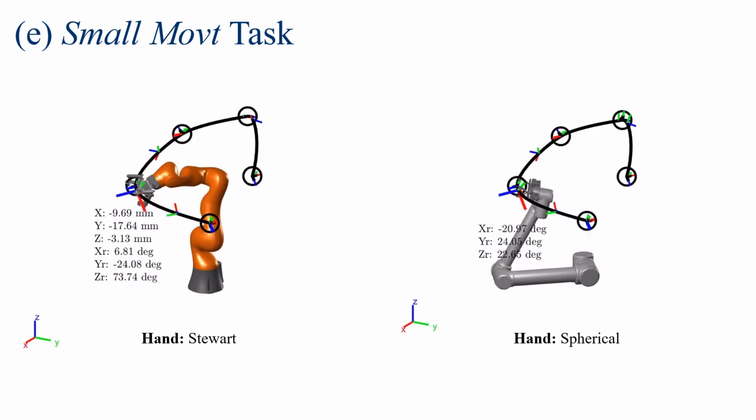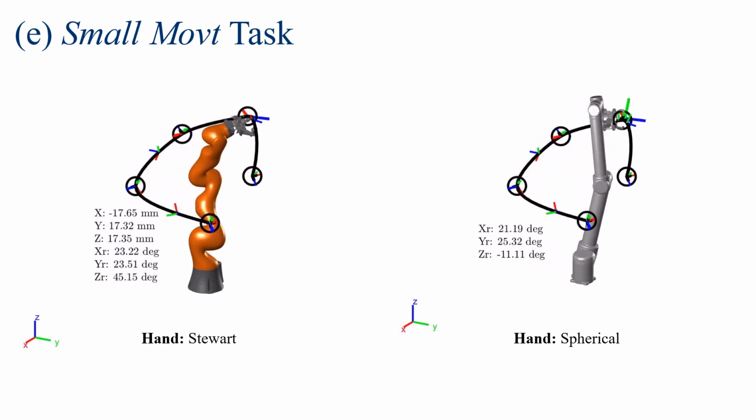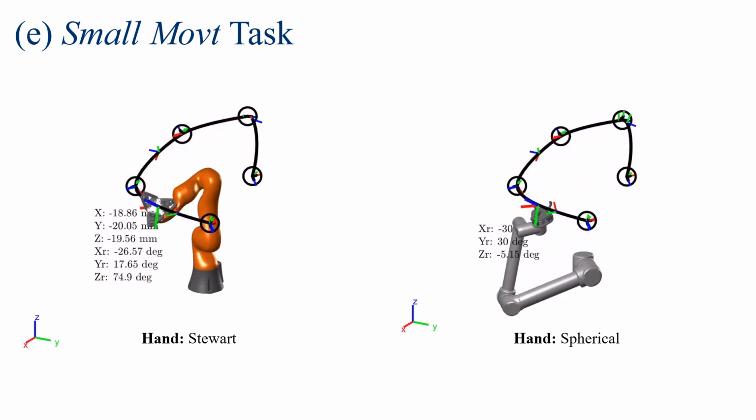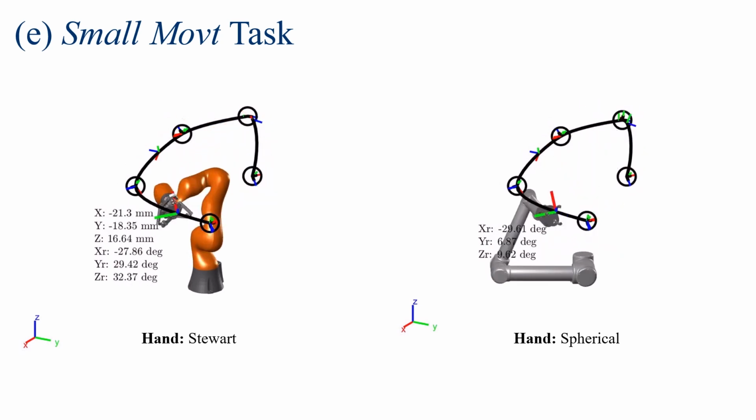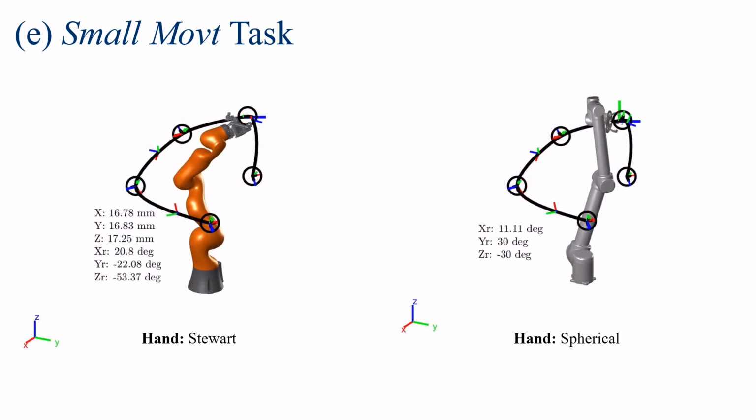The last task path simulates a precision manipulation task, where the object is required to be translated and rotated in all 6 principal directions by small magnitudes at different points in the system's workspace, indicated by the black circles.